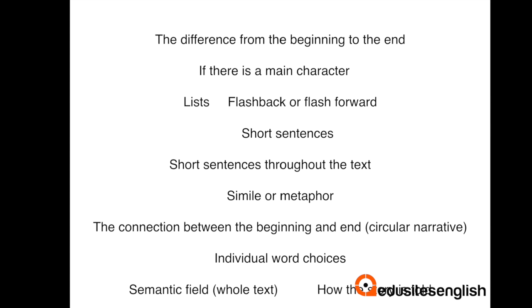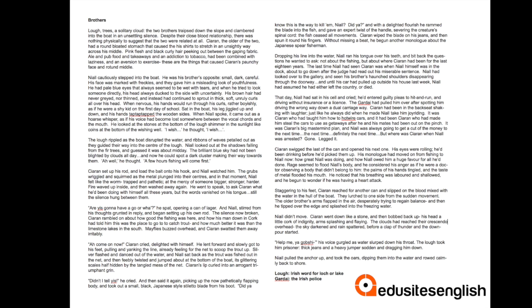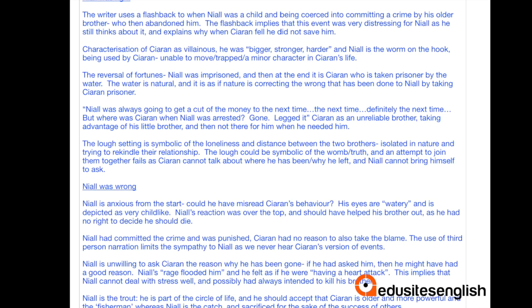The things they can talk about is whatever they can find in the text. So this is the text, and there's plenty for them to write about. Here's just some of the ideas. Thinking about why Niall was right. You've got the use of flashback, you've got the characterisation of Kieran as a villain, the reversal of fortunes, Niall being the reliable brother and Kieran the unreliable brother, being taken advantage of, the moment when he was arrested. You've got the lock as a symbol in itself of loneliness and the distance between the two brothers.